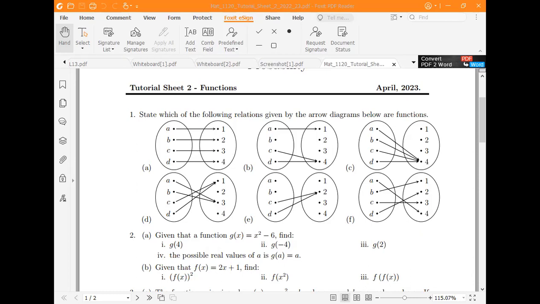Okay. We go to C. A is mapped, B is mapped, C is mapped, D is mapped. How many times is A mapped? Once. B, once. C, once. D, once. Where they are mapped, we don't care. Our interest is, are they mapped? So yes, they are mapped, and each is mapped only once. So again, it's a function.